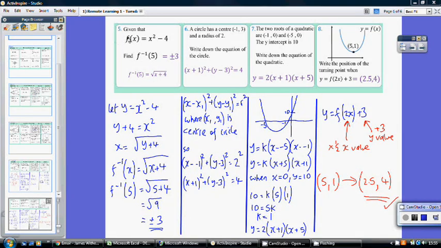Well, question 5, we need to work out the inverse function for f. We've done a lot of these. So set y equal to x squared minus 4 and change the subject.